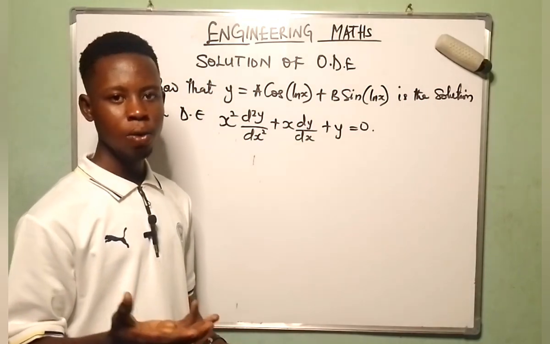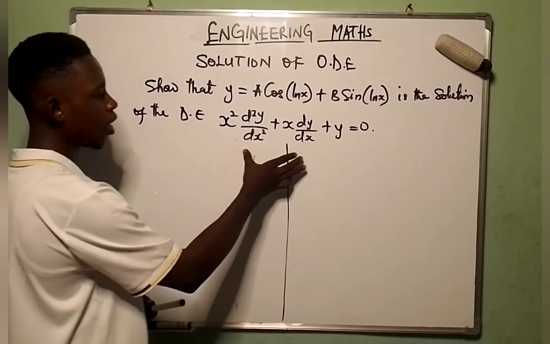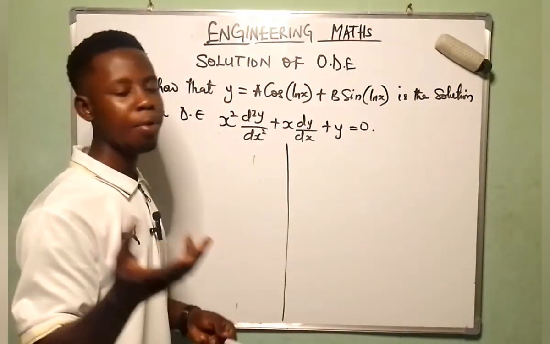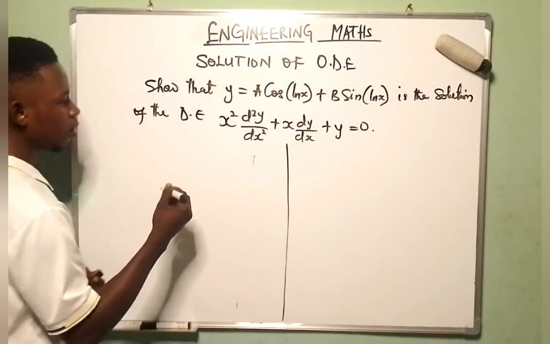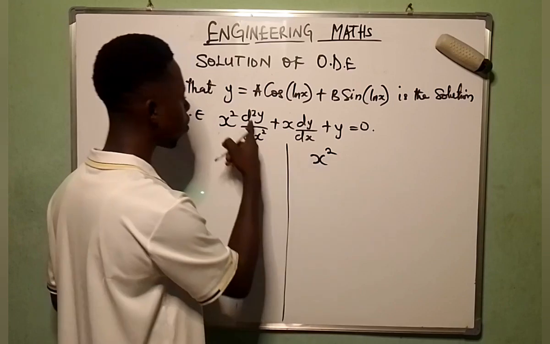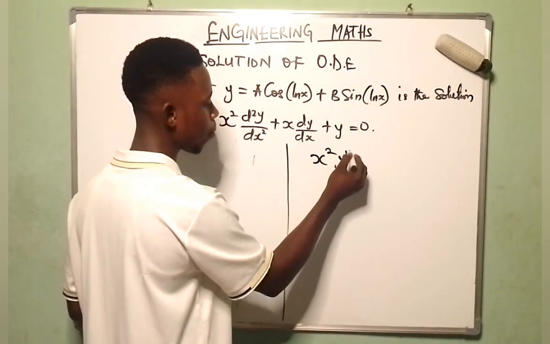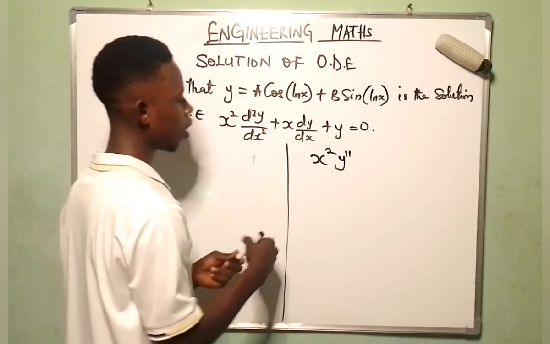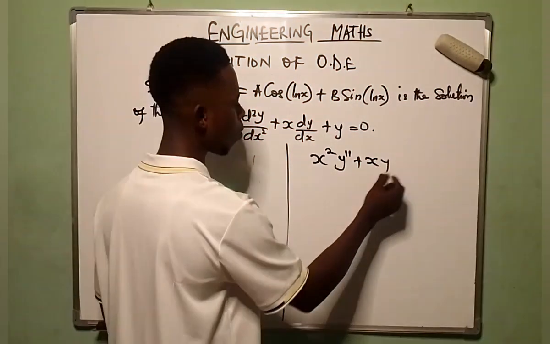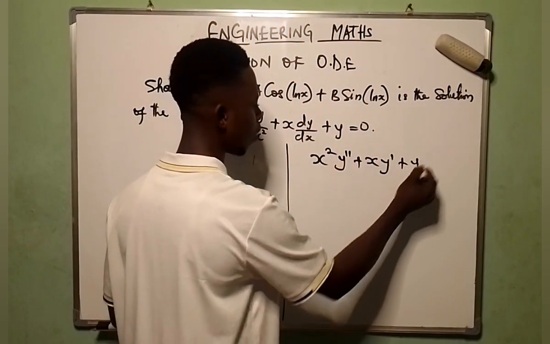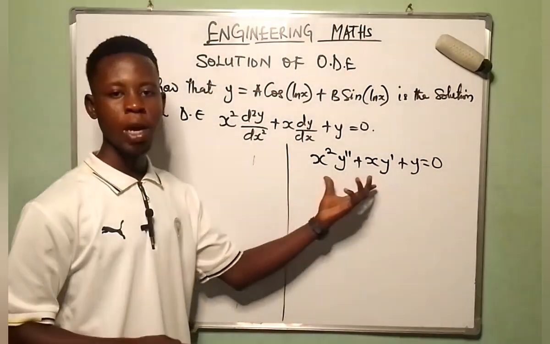But for us to break this down, we have to represent any differential equation in its prime form. If you have d square y all over dx square, let us represent it in this form, x square, because it is a second order differential equation, with y prime prime. Now we have this one here to be x. This is a first order differential equation, and we represent it with y prime, then plus y equal to 0. This will help us to avoid being confused about what we are doing.